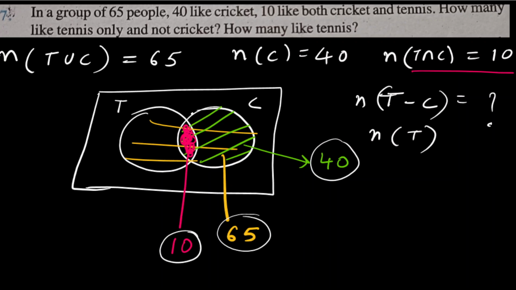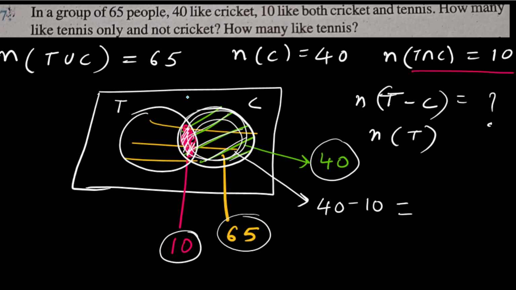See, when I am seeing this set C, people who like cricket, it includes those persons who like cricket also. And in this part, there are some people who like tennis also, like the common interest. So how many are common? Common are 10. So that means if total is 40, then here how many will it be? 40 minus 10. 40 minus 10 only will come in this part.